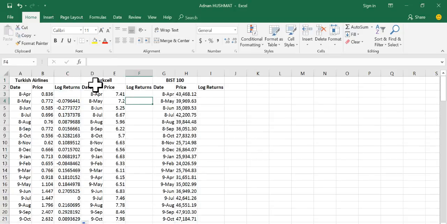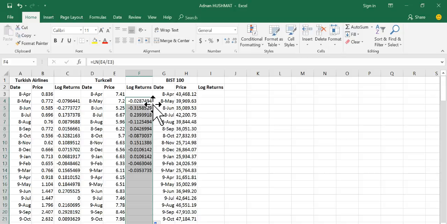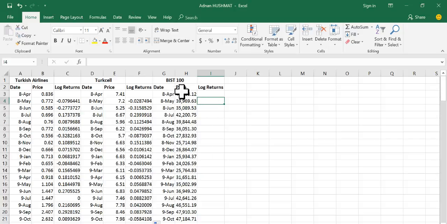Again you will do the same for Turkcell. Again ln, you open the bracket, and this one here you divide by the previous price. Close it. Again select this and bring your cursor here; when it turns to black, double click. Then do the same for the market portfolio, this one, BIST 100.